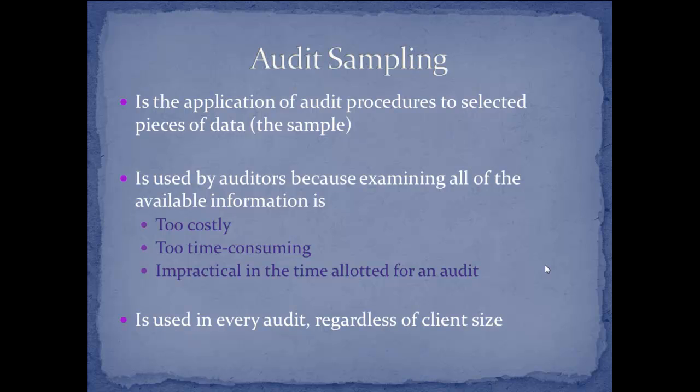Consider the average number of invoices a company sends every year. There's no way auditors could look at every one. There's no way they could look at every cash collection that's processed through the accounts receivable system. There's no way they could look at every check. There's no way you could look at every operation of every internal control or every transaction that a company engages in. The only possible way to do an audit is to use audit sampling.